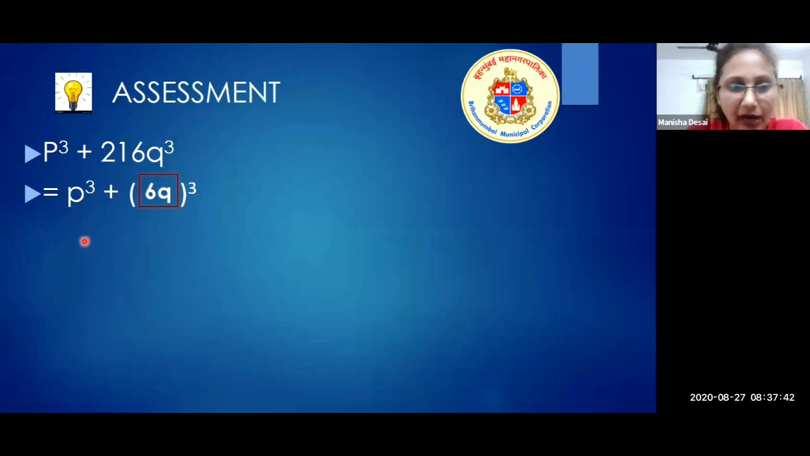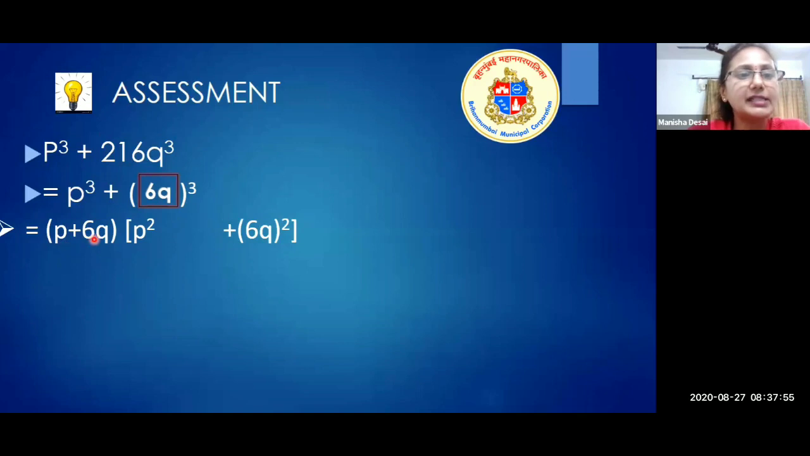Now use the formula for a cube plus b cube to find the answer. So it can be written as p plus 6q cube, into bracket p square. Now here one term is missing. What will come here? Can anyone tell me? Minus. Yes, 2p plus 6q bracket, p square, 9 plus 6q.